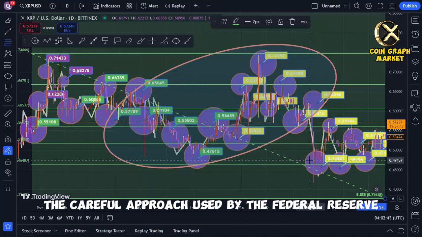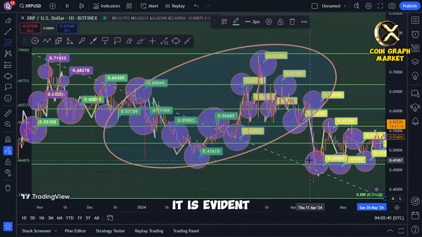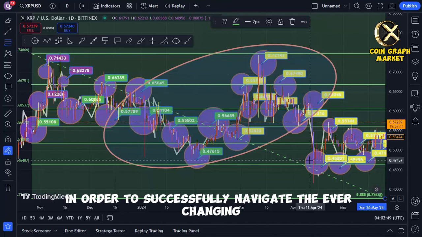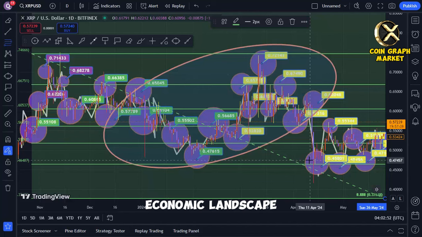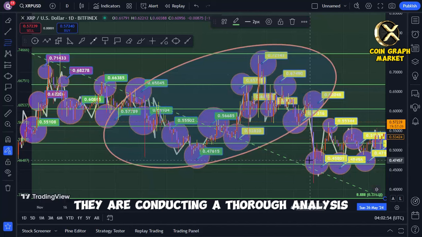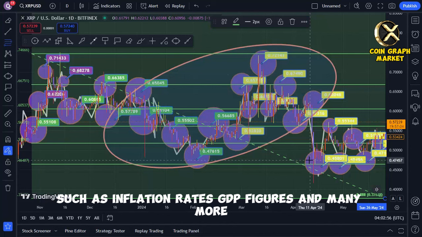Taking into account the careful approach used by the Federal Reserve, it is evident that they are not communicating their policy in its entirety. In order to successfully navigate the ever-changing economic landscape, they are conducting a thorough analysis of a wide range of economic indicators, such as inflation rates, GDP figures, and many more.